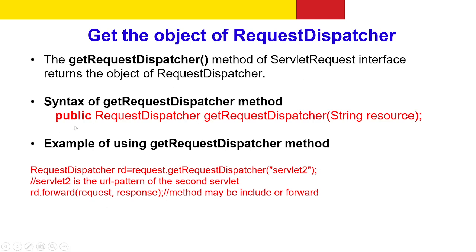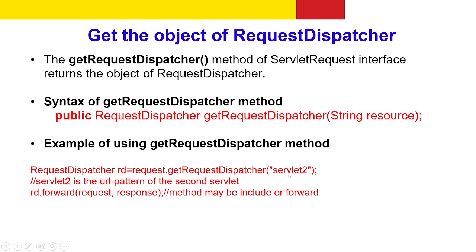So this is the method here. You can just see here: public RequestDispatcher getRequestDispatcher, and the resource you have to specify. So practically you have to do it like this. Just look here: RequestDispatcher rd = request.getRequestDispatcher("servlet2").